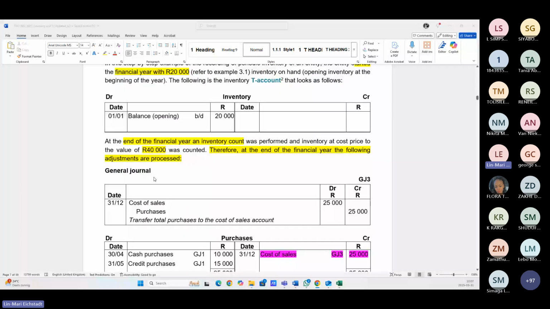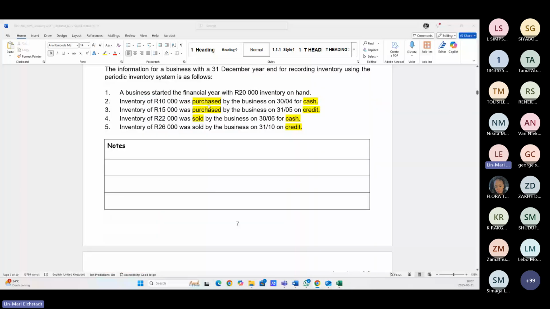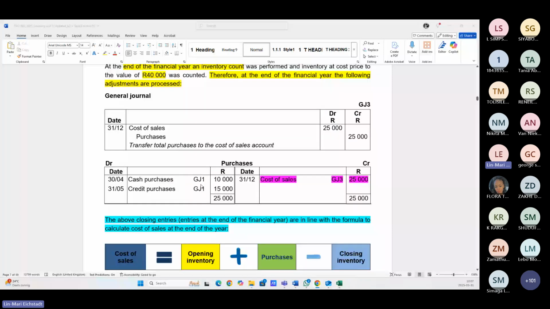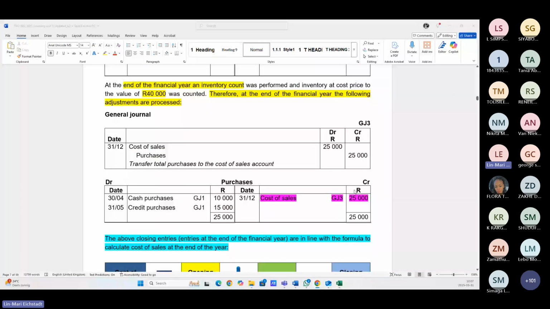So here, transfer of purchases to cost of sales. Maybe we start in the purchases column. We have purchases for the year. We had purchases of 10,000 and 15,000, and this originates, I think, from the top example. So we had purchases for cash of 10,000 and purchases on credit of 15,000. Those were debited to our purchases account, making it more. And at the end of the year, we clear our purchases account to our cost of sales account in the periodic inventory system. So we credit whatever we had in purchases and take all of that to cost of sales.